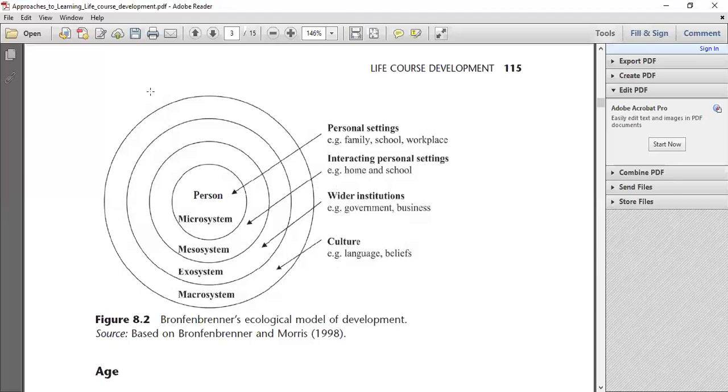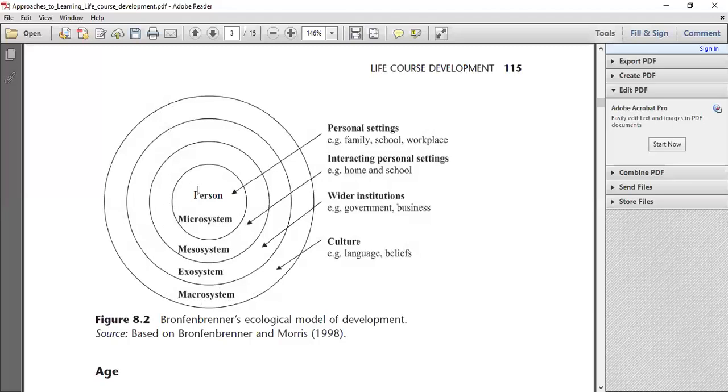Then the next, as you can see, the next circle is macro system. Macro means big, large. This is the largest one, and it says your culture, so your language, your beliefs. Now this is also influencing your development, right? The language that you speak, the beliefs that you have. So the beliefs might be shaped by your religion, it might be shaped by your philosophy, it might be shaped by your culture, it might be shaped by your family, your community, maybe your ethnicity. So that is your development.